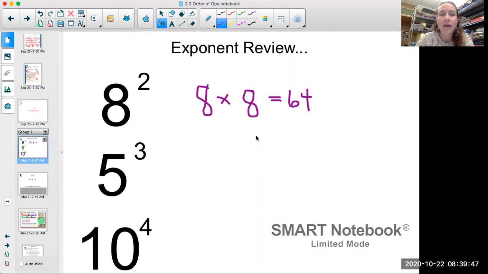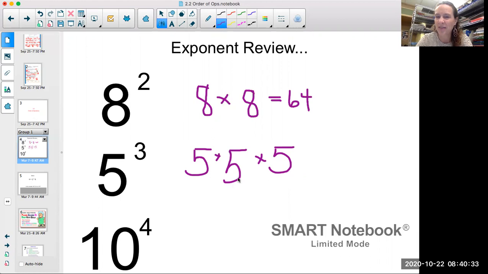Okay. Then we have 5 to the power of 3. The exponent is 3. So we would read this as 8 squared, and we would read this as 5 cubed. That means we're going to take 5 times 5 times 5. 5 times 5 is what? And then times 5 more, that one's the tricky one. 5 times 5 is 25. And then you might use your calculator for 25 times 5. 25 times 5 equals 125.